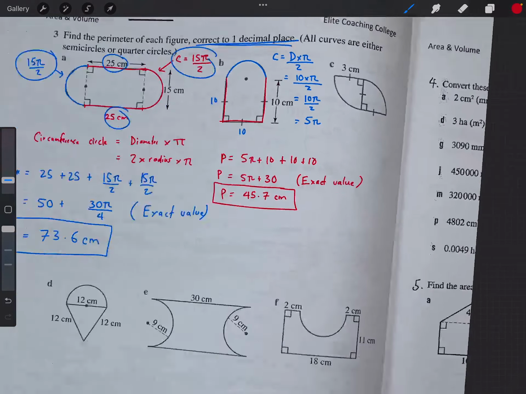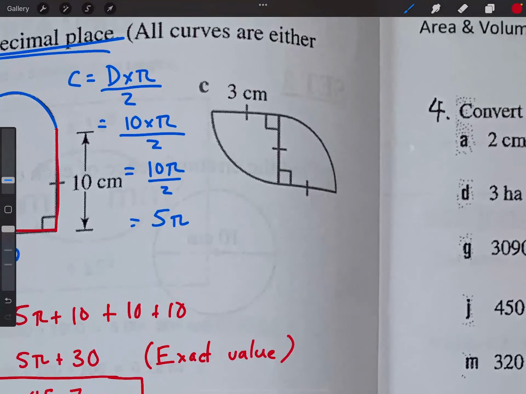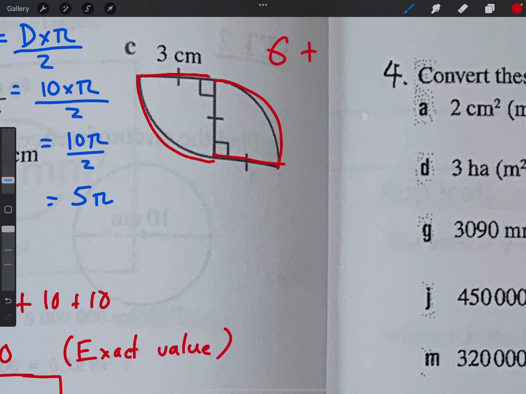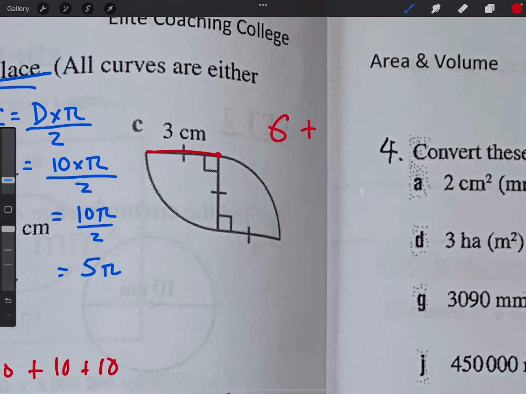Alright. The next one. Okay, so you have 3 and 3, that makes 6, plus a quarter circle and a quarter circle. Quarter circle plus quarter circle makes half a circle. So let's find the half of a circle. Now we know the radius of this quarter circle is 3. This is the radius of the quarter circle. Imagine if this is the whole circle here.